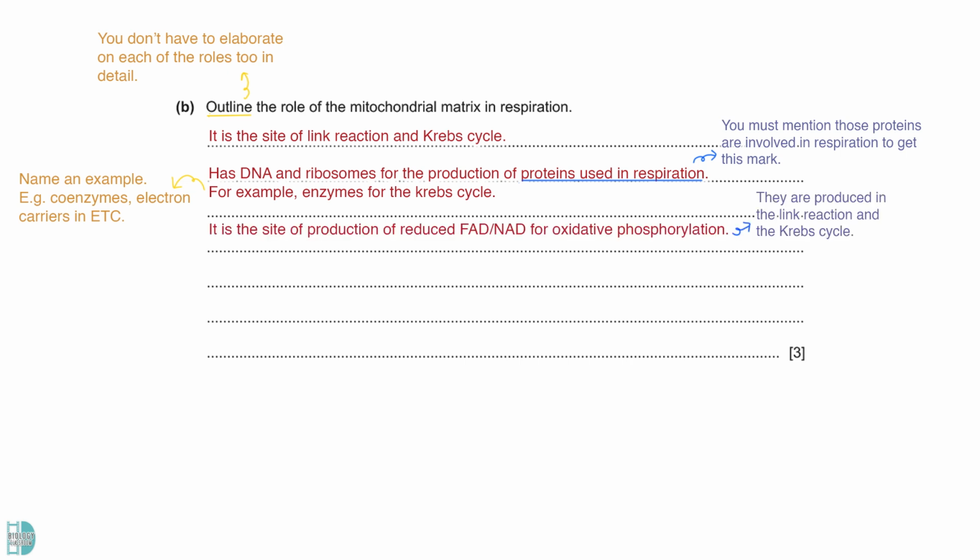Reduced FAD and reduced NAD are produced here for oxidative phosphorylation. They are produced in the Link reaction and the Krebs cycle. Lastly, substrate-linked phosphorylation takes place in the matrix to synthesize ATP. It is a part of the Krebs cycle.